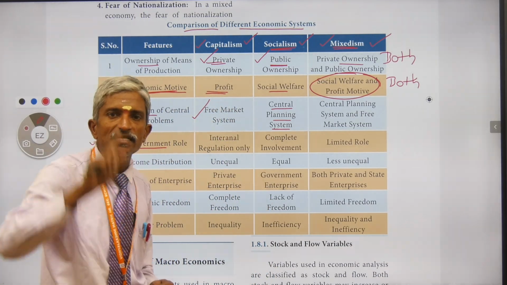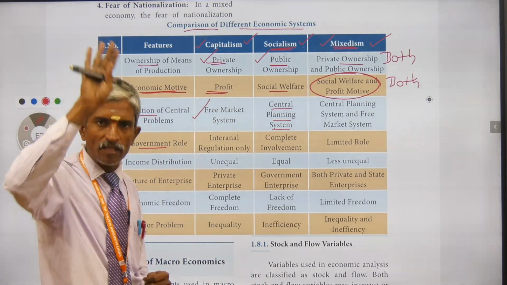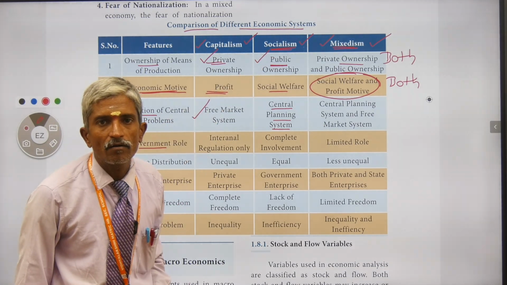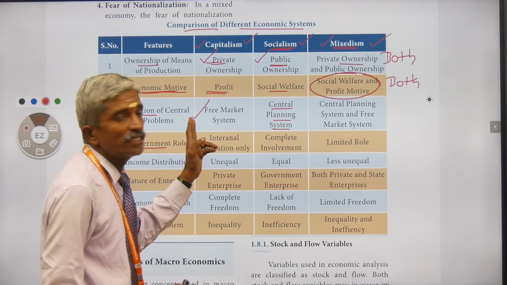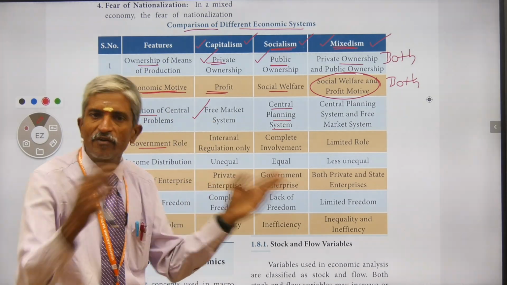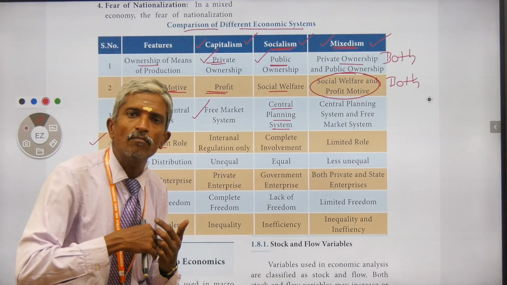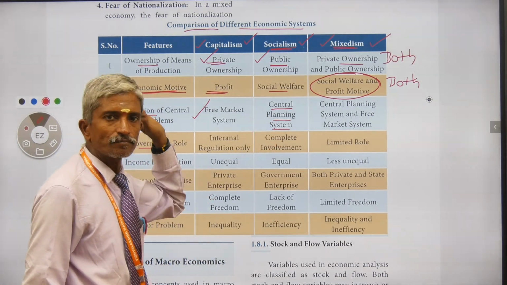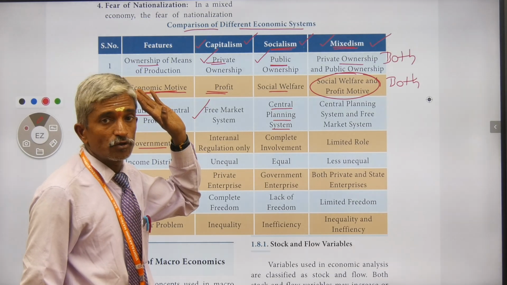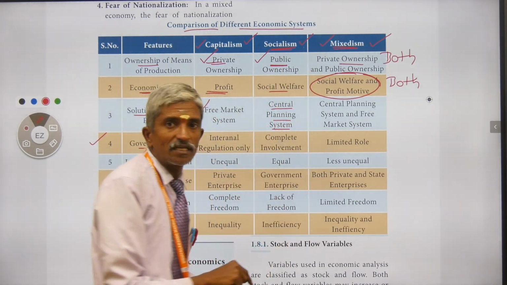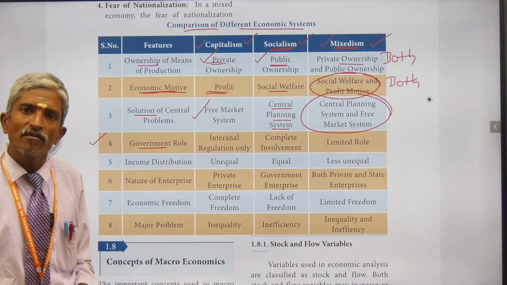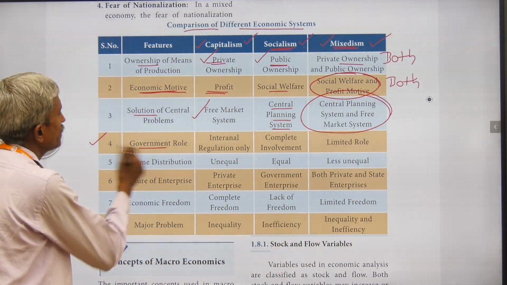Only one person has the right to plan. The plan should be executed everywhere. So it is applicable only on the socialism principle, but not in the case of capitalism. There, free market. All goods are available freely in the open market, but not in the case of socialism. What will be the result in mixedism, sir? Both central planning as well as a free market system. Clear?